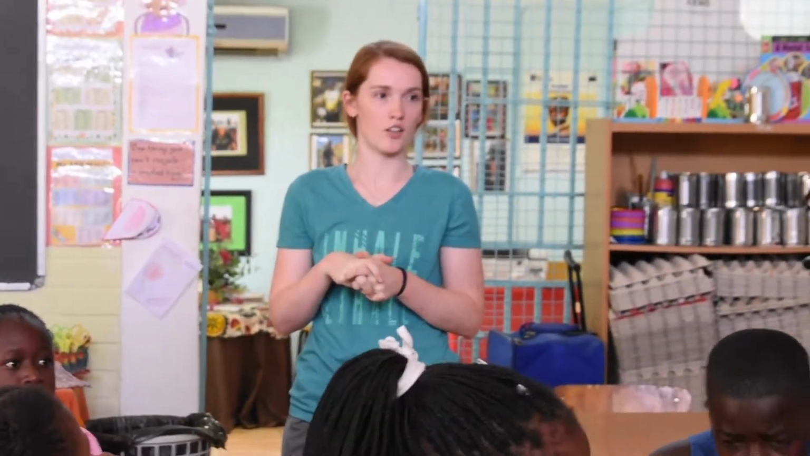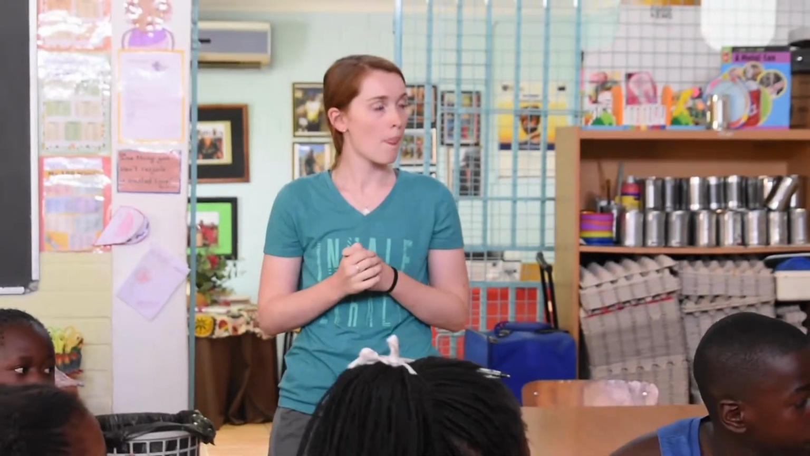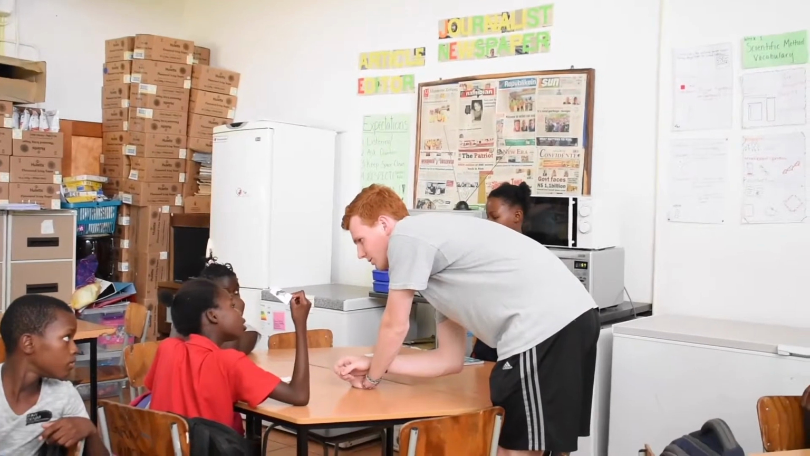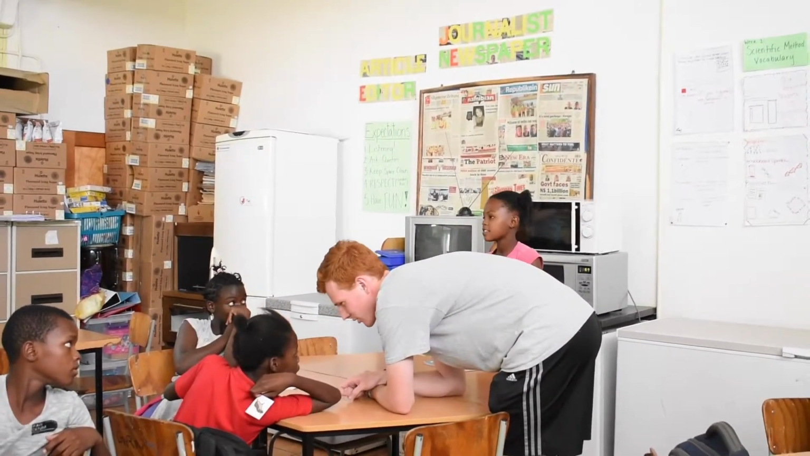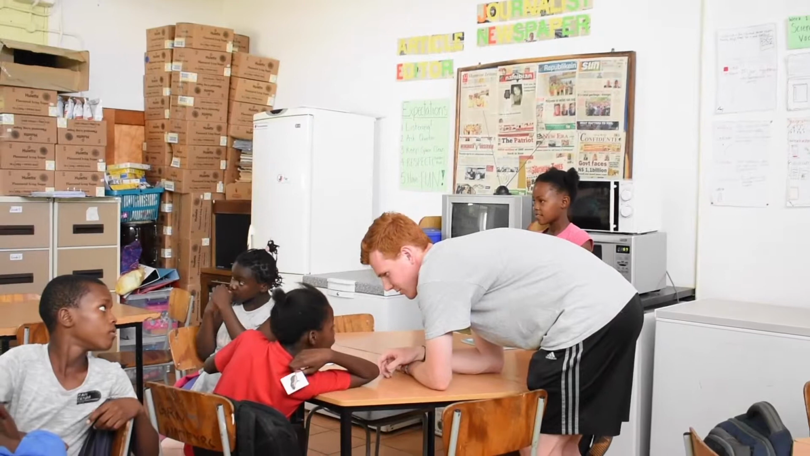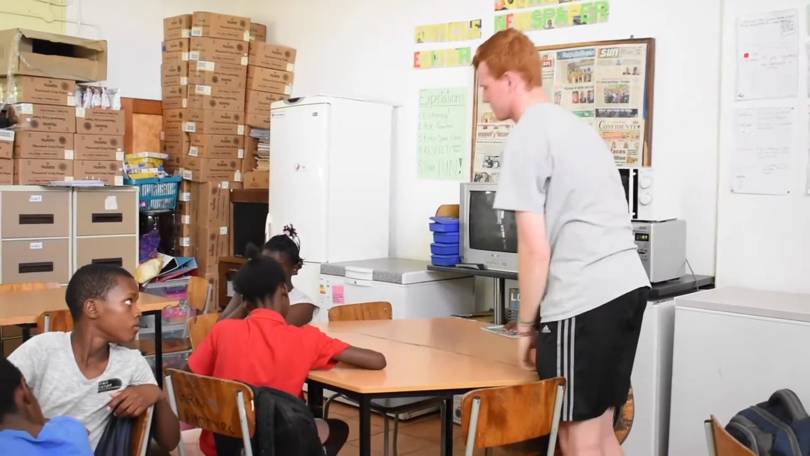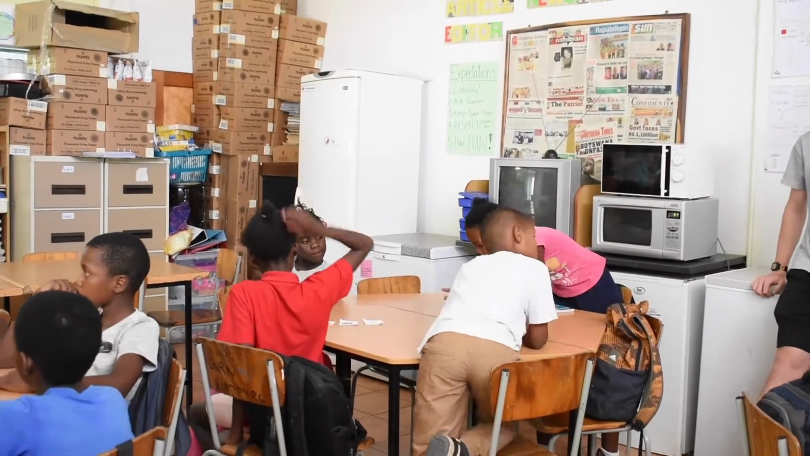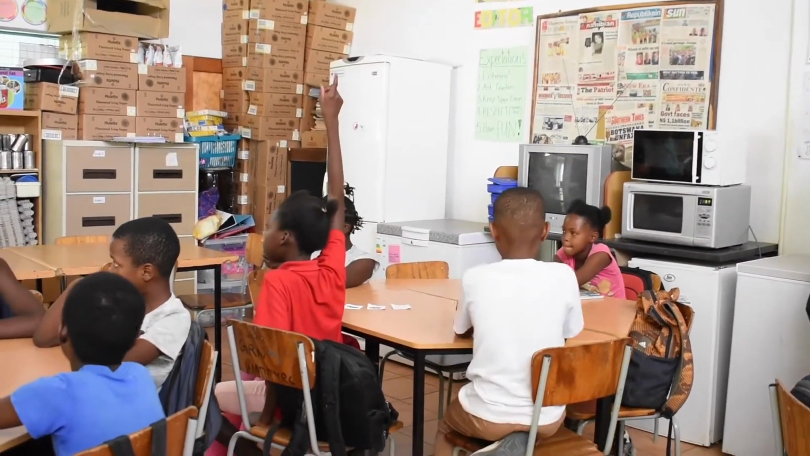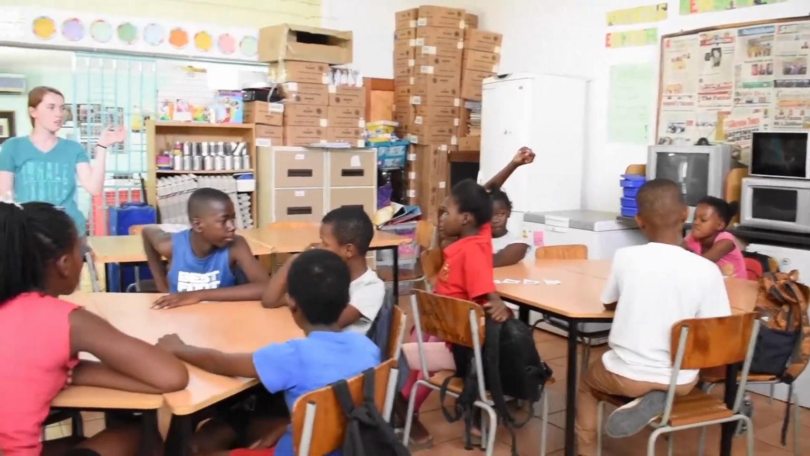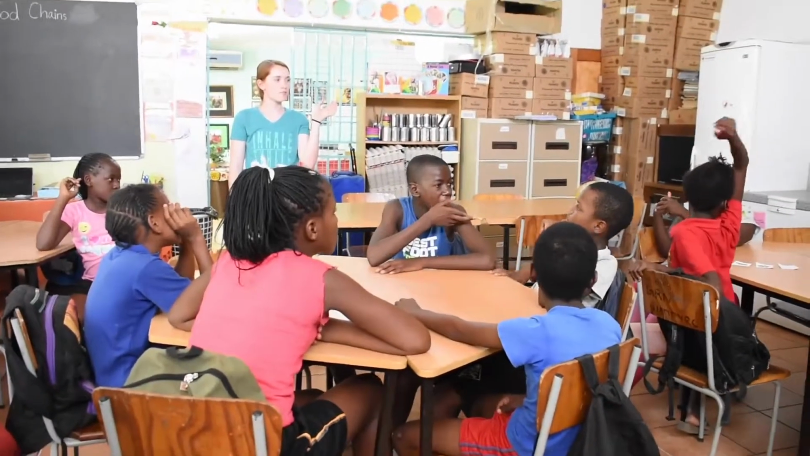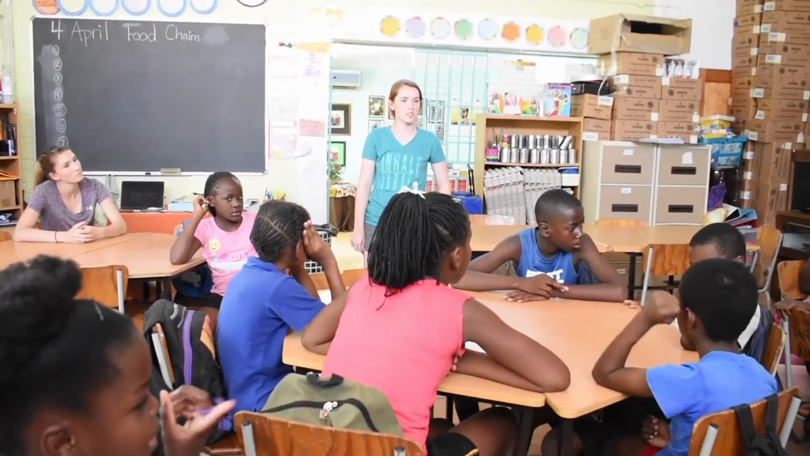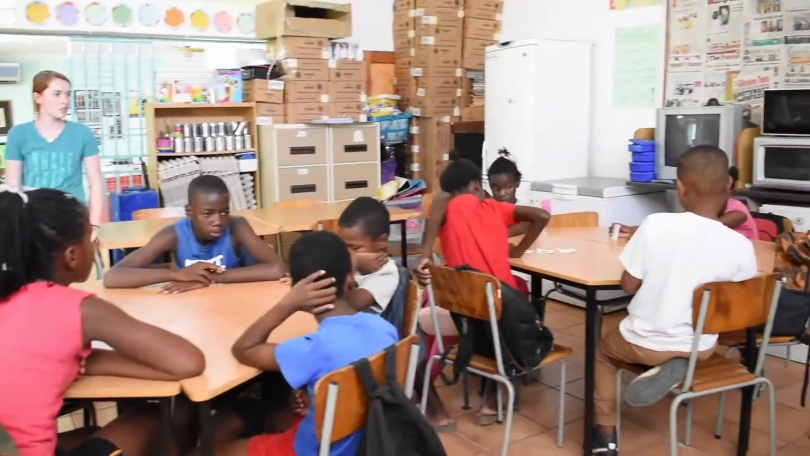Does someone else have a food chain? I saw some food chains out there. Do you want to share? Nice and loud. The fox eats the bunny and the bunny eats the grass. So we have the bunny eats the grass and then the fox eats the bunny. So is that a food chain? Yes, because it's one thing right off the next, right? And then if you had one more on the other side of grass, what would that be? What does the grass need? The sun. So you'd have the sun, right? So that's where the grass gets its energy. Perfect.